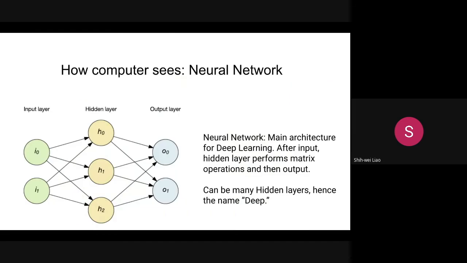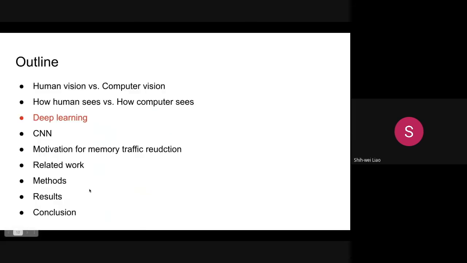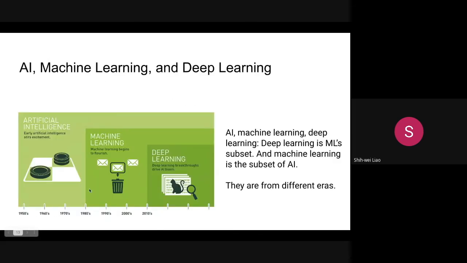And how computers see these days is typically using neural networks. You can see all these perceptrons connected with edges, and each edge is associated with a weight. And if you have many hidden layers, it's called deep learning. And as you can see in this picture, artificial intelligence was proposed roughly around 1950. Machine learning is a subfield of artificial intelligence. Deep learning is an even smaller field, and they are from different eras. And typically, deep learning has been popular in the past 8 or 9 years.